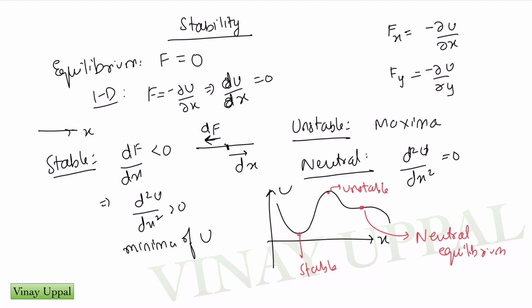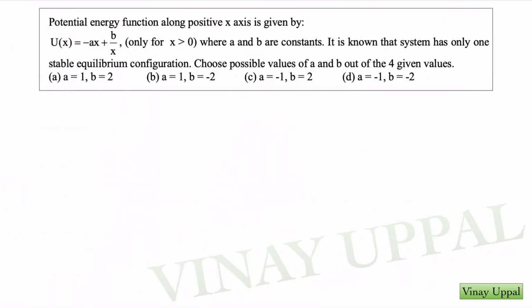Let's do a question now. So I have a potential energy function along the positive x-axis given by U = -ax + b/x for x greater than 0, where a and b are constants, and it's known that the system has only one stable equilibrium configuration. So choose the possible values of a and b out of the 4 possibilities.